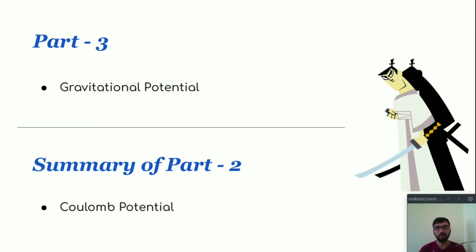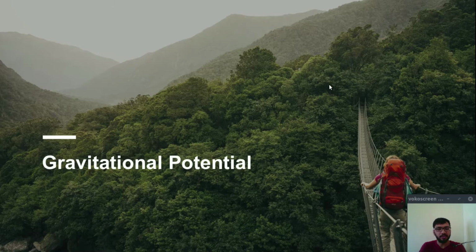Hello friends and welcome to the third part of this video tutorial series on molecular dynamics. In the previous video we have seen how to simulate a multi-particle system in the presence of a Coulomb potential. In this part we will take an example of a gravitational potential and see how our particles, or say planets, behave in this gravitational force. So without wasting time, let's start now.